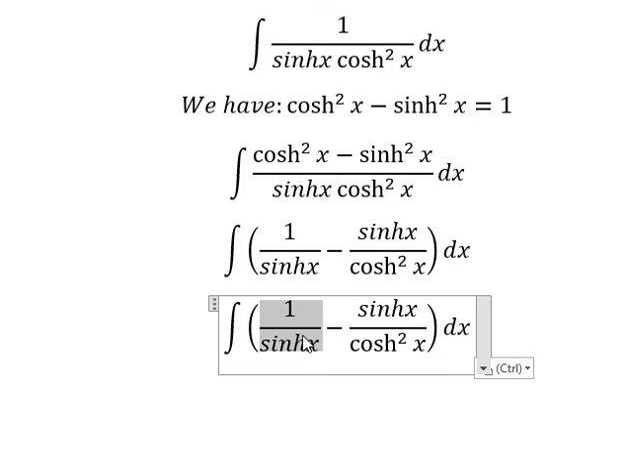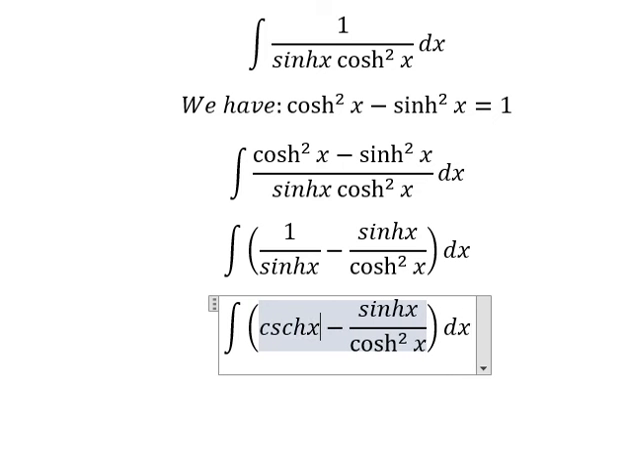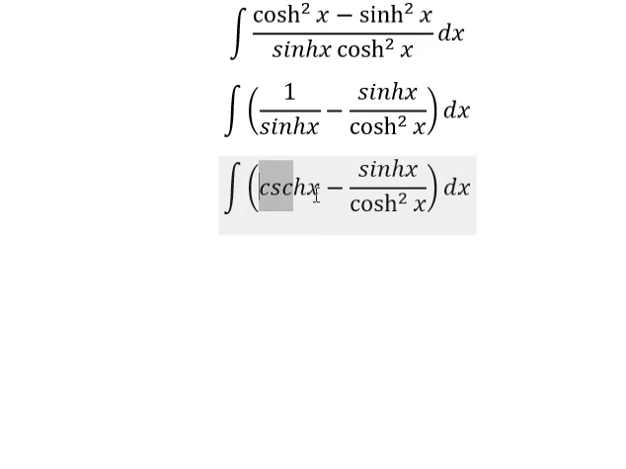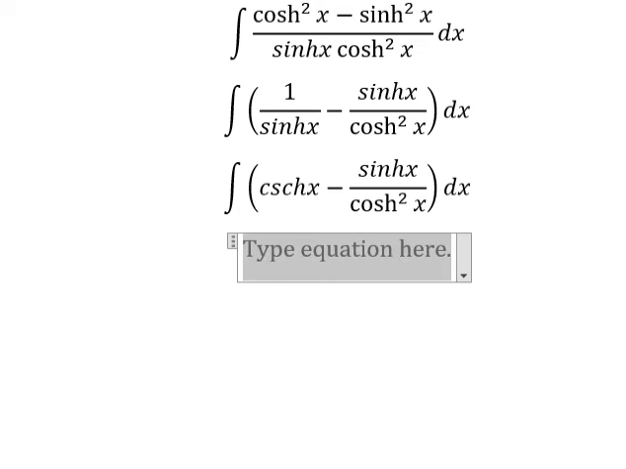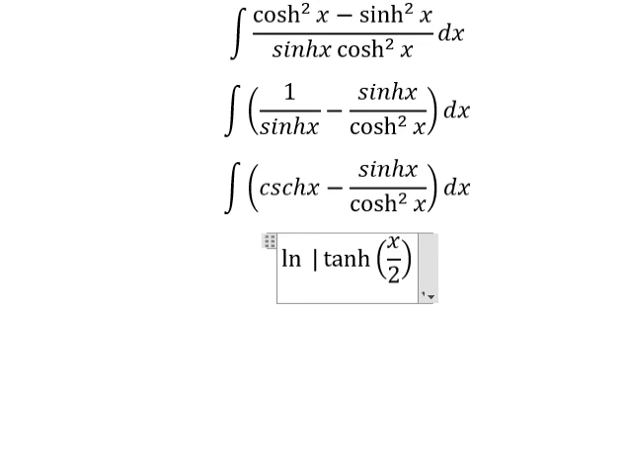So this one that is about cosecant of x. So the integration of this one that is about ln of the absolute value of tan of x over number 2. And now we need to focus on this one.